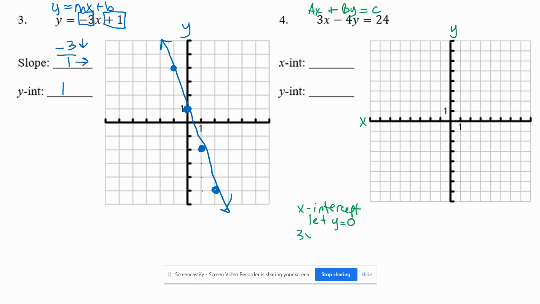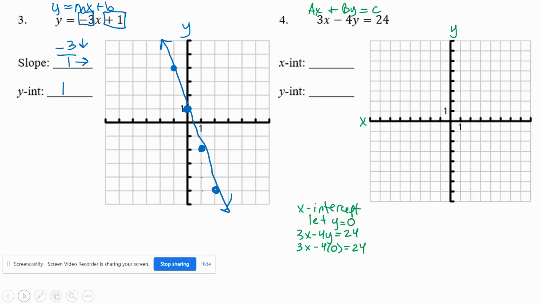So we have the equation 3x minus 4y is equal to 24. If we let y equal 0, we're going to plug that in. Okay, so then negative 4 times 0 will just be 0, leaving us with 3x is equal to 24. Dividing both sides by 3, turns out x is equal to 8. Okay, so that tells me that on the x-axis, this graph will intersect it at 8.